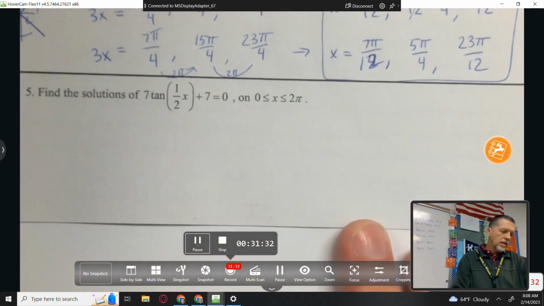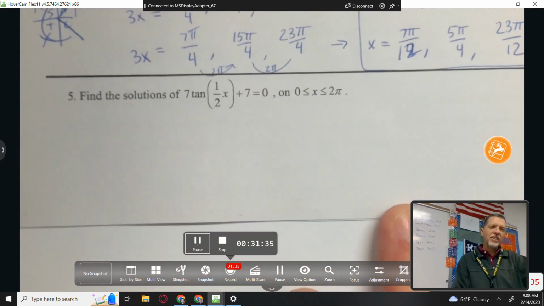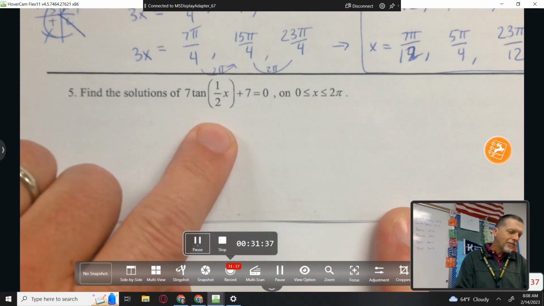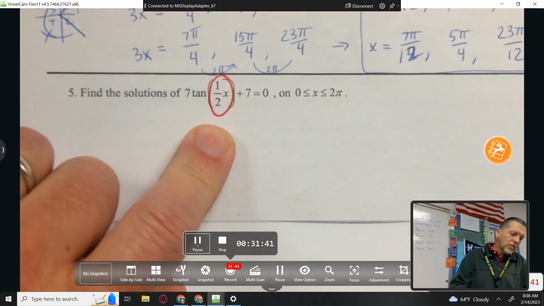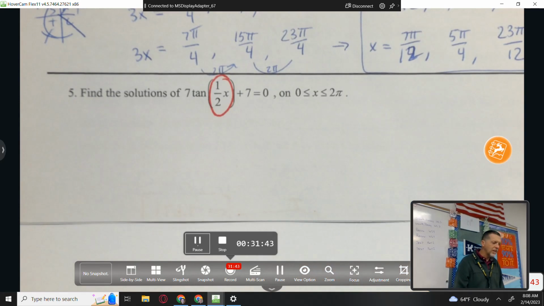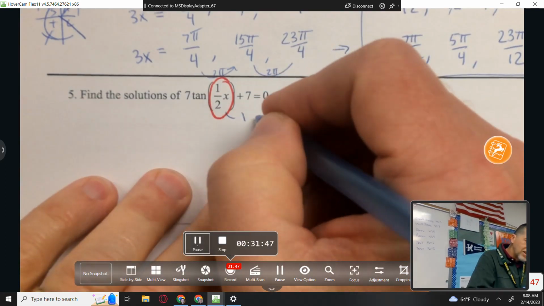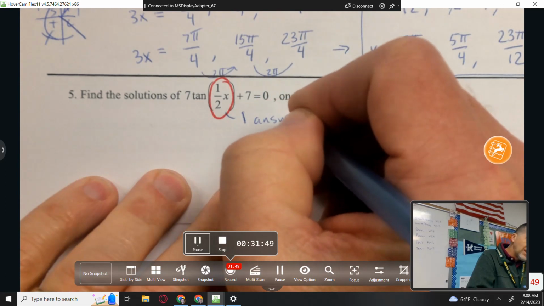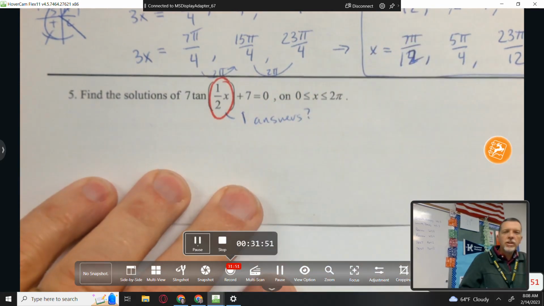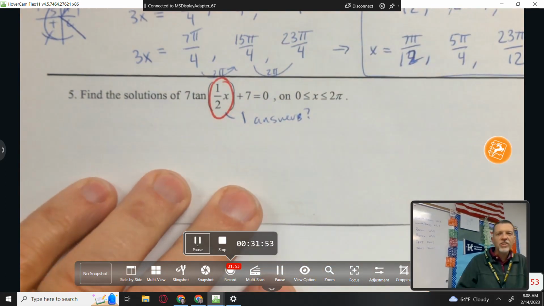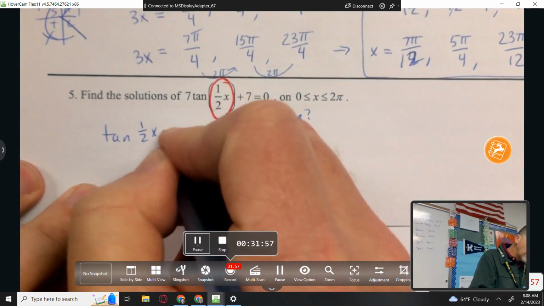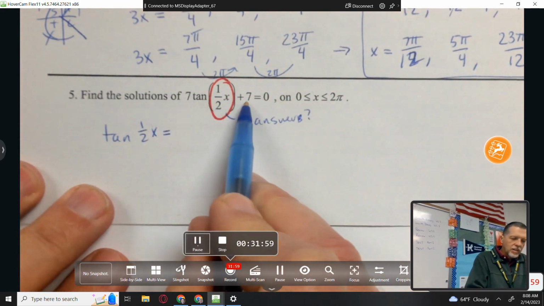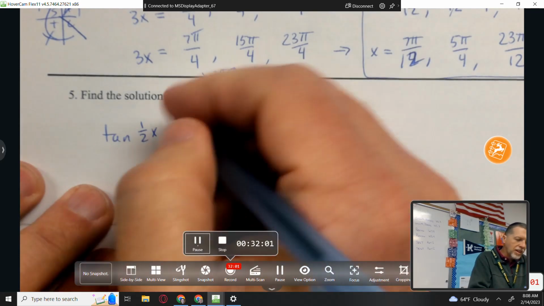Number 5, and final. Tangent of 1/2 x. Ooh, we haven't done one quite like this. How many answers do you think we'll get if there's a 1/2 in there? 1. Probably 1. 1 answer? And let's see what happens. 1 answer. Singular. So tangent of 1/2 x equals, subtract 7, divide by 7, get -1.